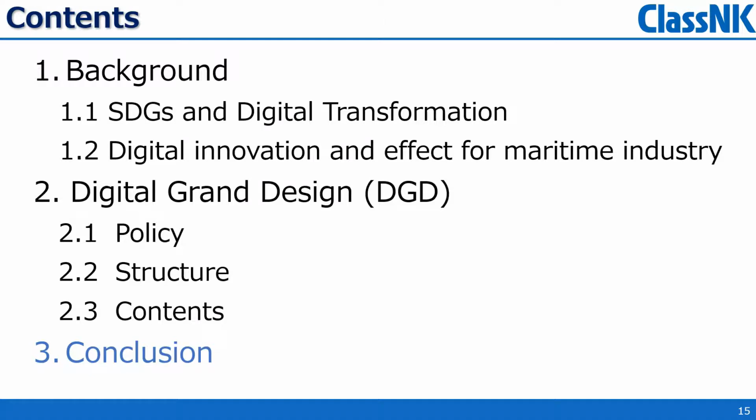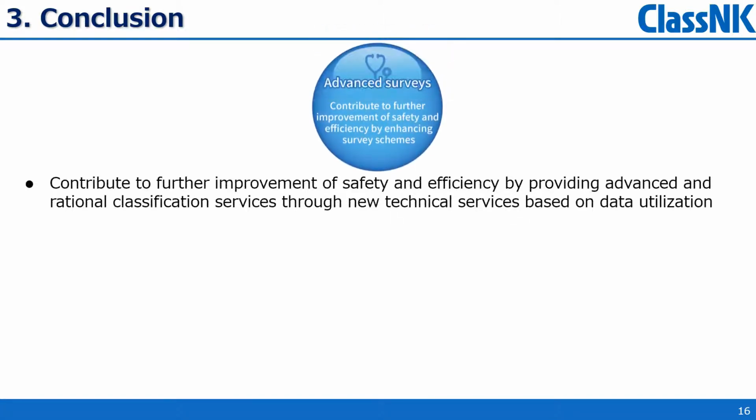Finally, we would like to conclude the presentation and introduce a roadmap briefly. In this presentation, we have explained about ClassNK Digital Grand Design 2030. Let us summarize the content. Looking ahead to 2030, we are building three functional pillars. The first one is to contribute to the further improvement of safety and efficiency, by providing advanced and rational classification services based on the use of data.